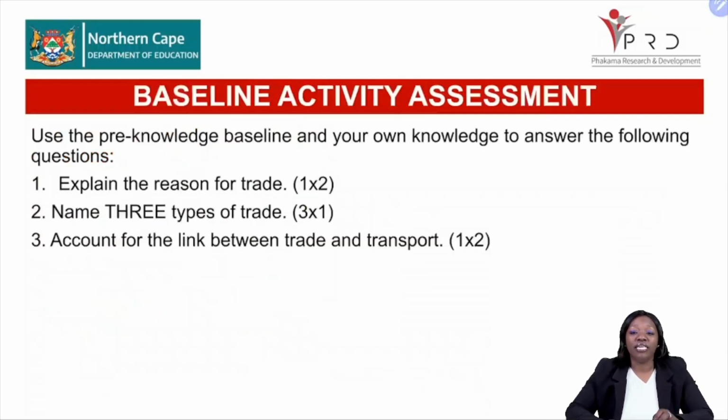So let us look at our baseline assessment. Use the pre-knowledge baseline and your own knowledge to answer the following questions. You've got 3 questions. The first one, explain the reason for trade. Why are they trading, or why are we trading? Then secondly, the 3 types of trading. Then number 3, you account for the link between trade as well as transport. So you have 3 questions. I'm going to give you 3 minutes, and then after 3 minutes, we will proceed to the solutions.